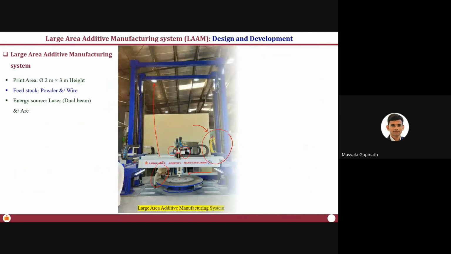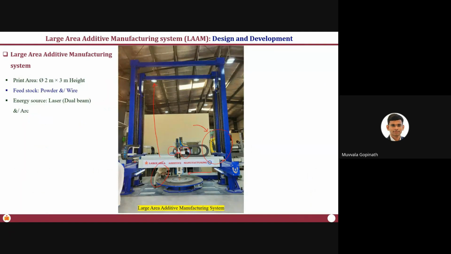So the idea is to balance the surface quality, because once the entire component is built to the order of 3 meters, you won't be able to do any machining on it because it's too huge to handle. So the idea is to go in a phased manner: you deposit up to a certain height, then you machine it. Now, why do you think this machining is required?